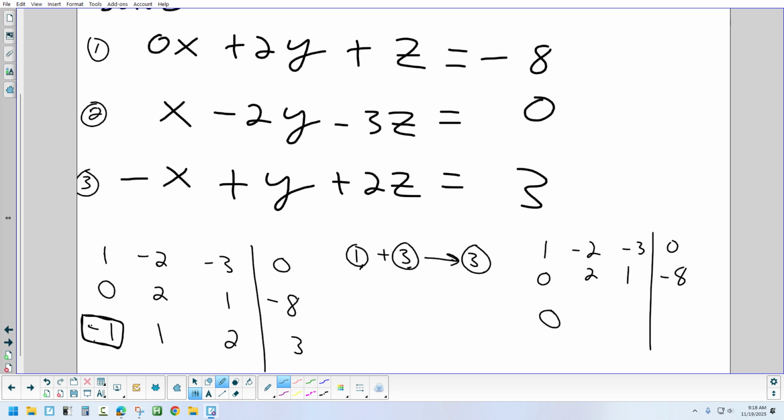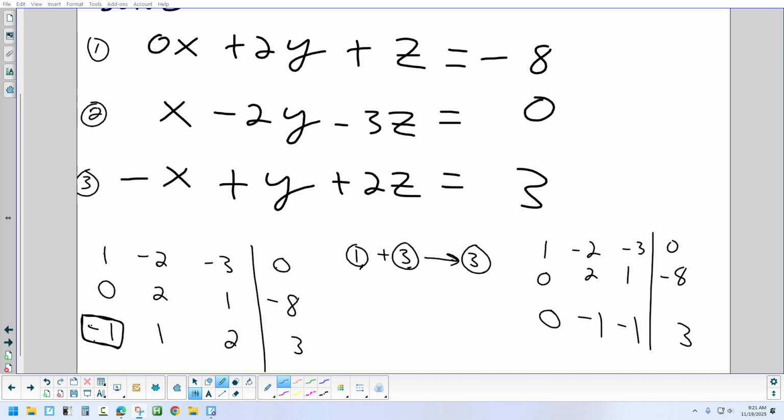Yeah, -1. And then what do we get if we add -3 and +2? Yeah, -1 again. And what do we get if we add 0 and 3? 3. So that's our first step.